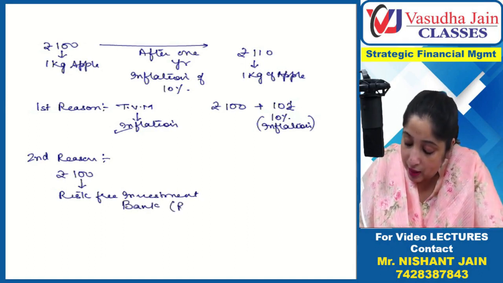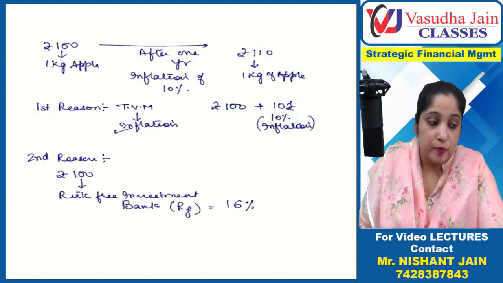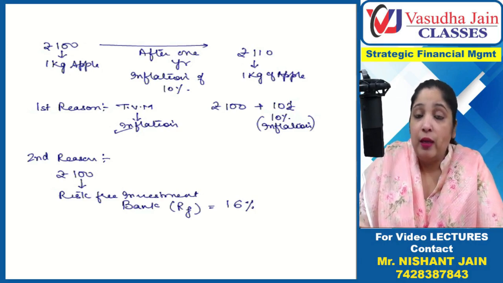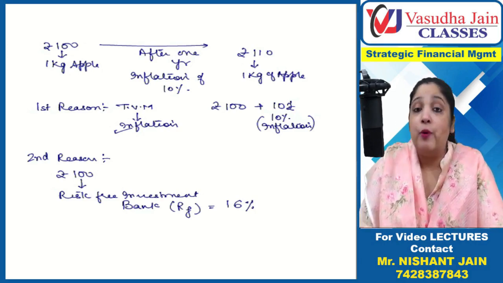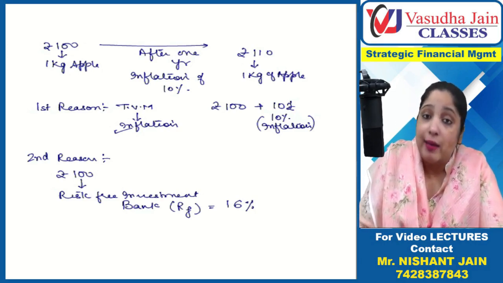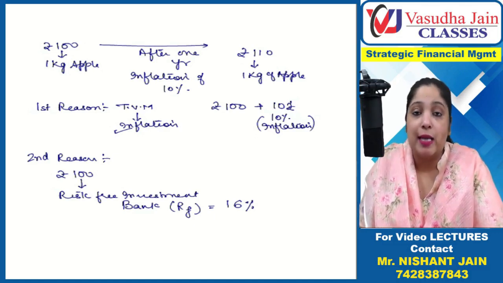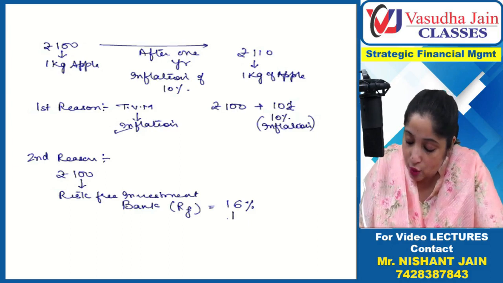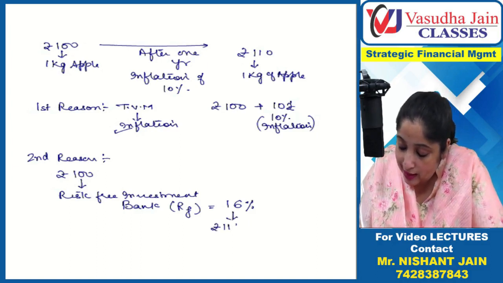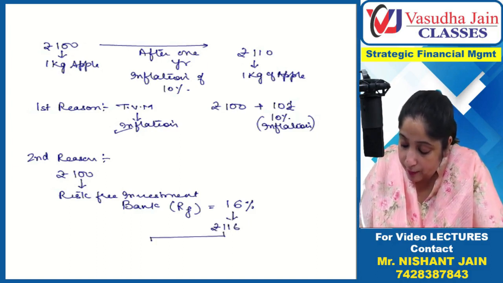then the risk-free rate of return, let's say, is 16%. So if instead of giving the money to Mr. A, I would have invested my money in a risk-free investment, I would have got 16% return. Suppose bank is offering me 16% return. So bank will be giving me rupees 116 after 1 year.